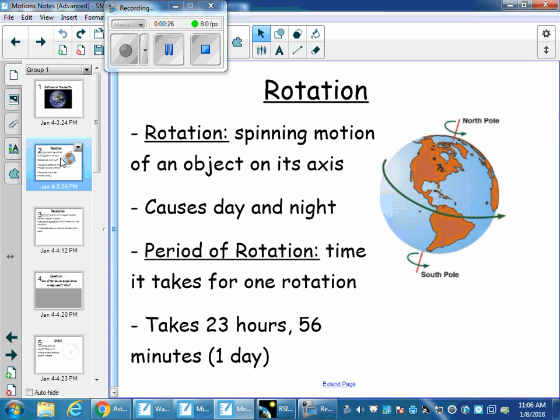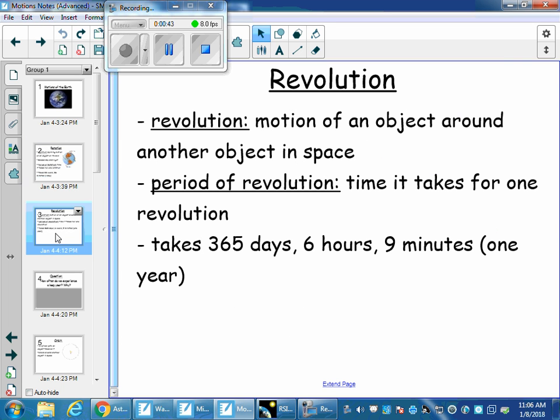Many objects in space rotate. Stars, the sun, planets, Earth, the moon, all rotate. This takes 23 hours and 56 minutes, or 1 day on Earth, and that's how we get a day and night.